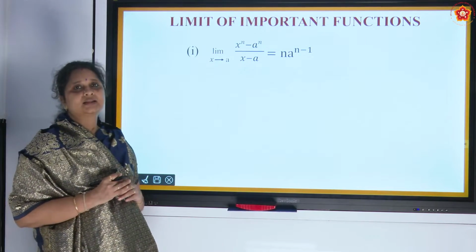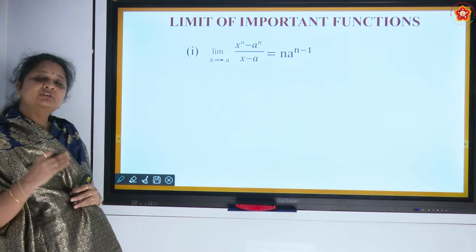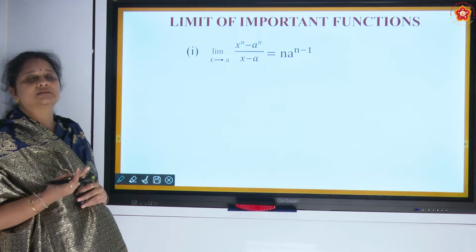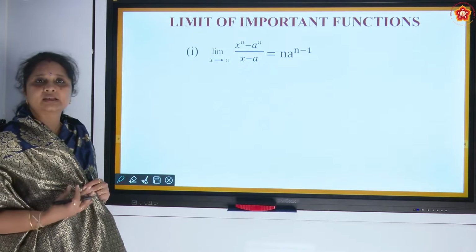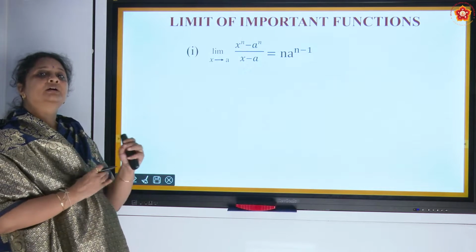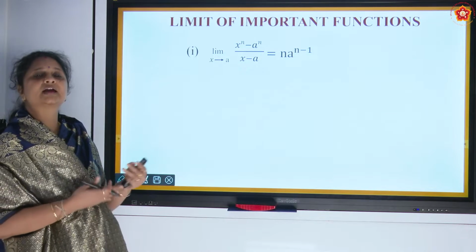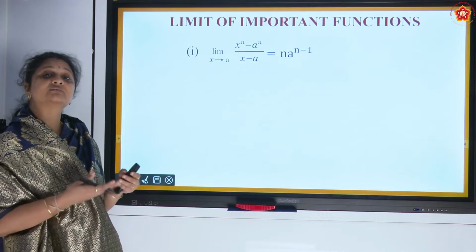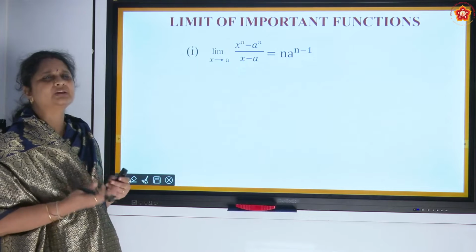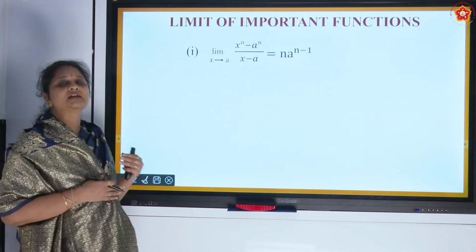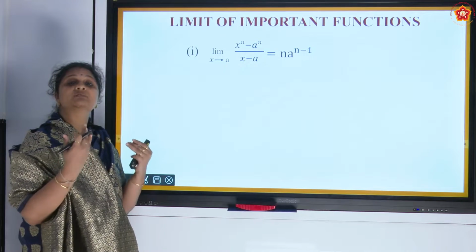In today's class, we are going to see the limits of some important functions. We've seen that when we directly substitute the limit into a function and get an indeterminate value, we have to rewrite the same function in different ways, rationalize it or factorize it, and cancel out the factors that are giving us hindrances and leading us to an indeterminate form. So we keep rewriting it. Sometimes rewriting becomes very difficult for us. We will not be in a position to even simplify it.